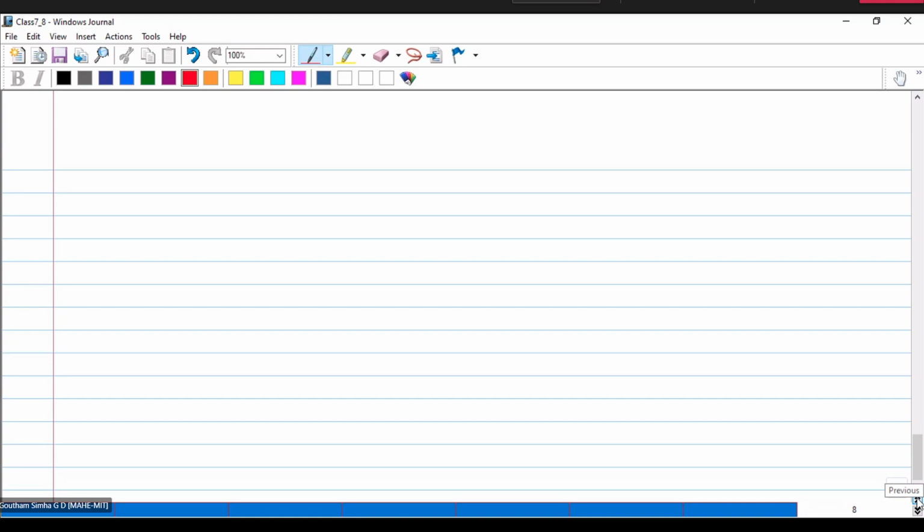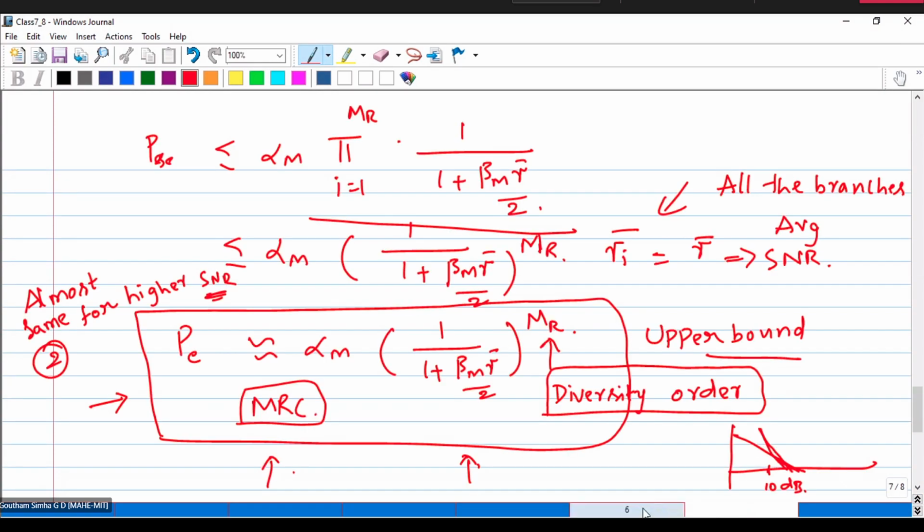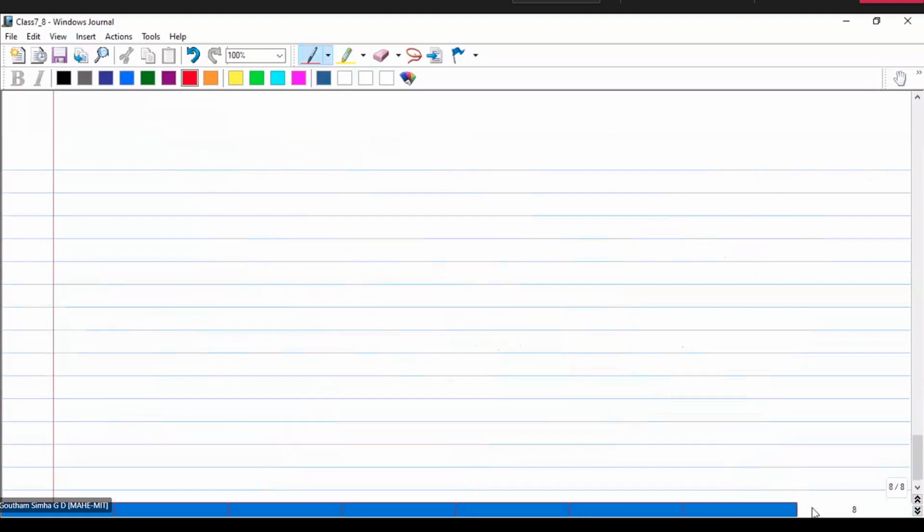Now I'm not interested in all these things. If I substitute, I'll get the output. That doesn't make any difference to my work. What I'm interested in is, if MRC gives this kind of output, MRC has also got a drawback. What is the drawback? MRC requires channel knowledge. One of your friends asked in the last class that CSIR has to be known. Yes, definitely, he has understood the concept. MRC requires channel knowledge, CSIR, of each branch.